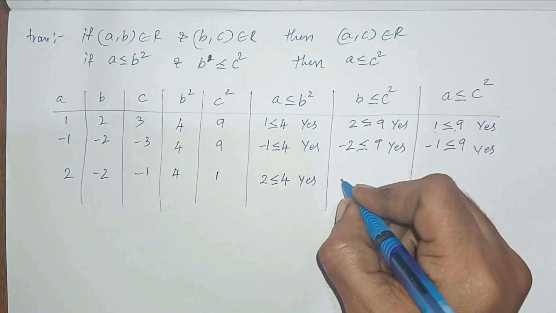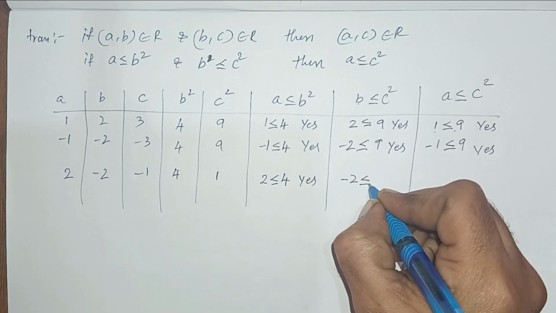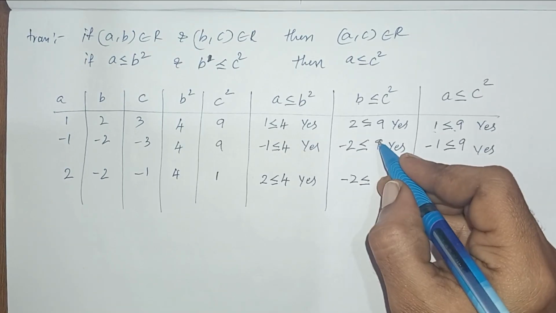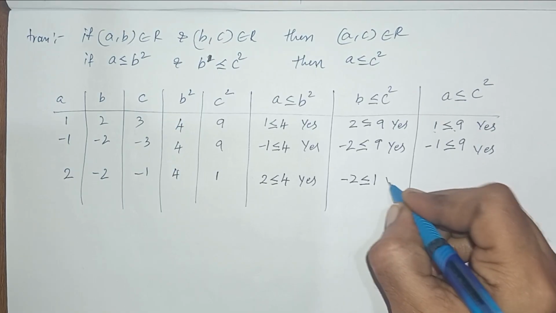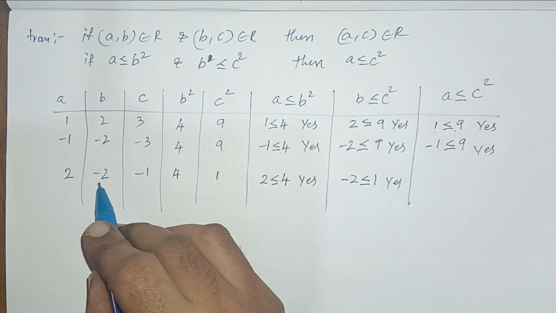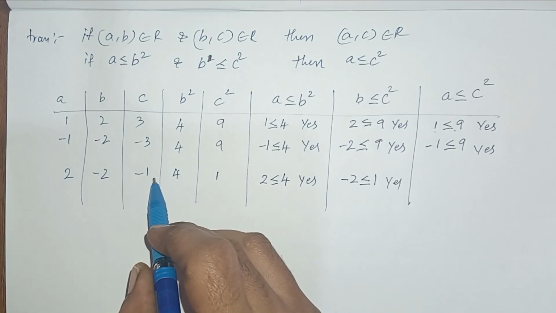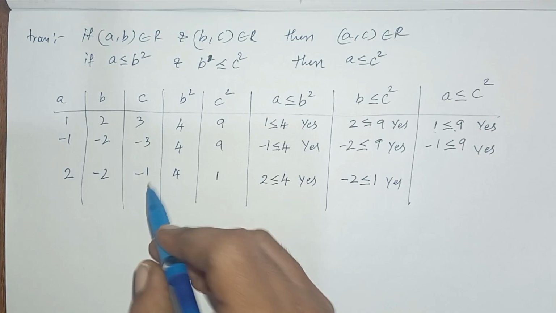The next, b is minus 2, less than or equal to what? c square is nothing but 1. Yes, minus 2 is less than 1. Yeah, and this ordered pair minus 2 comma minus 1 also exists in the relation.